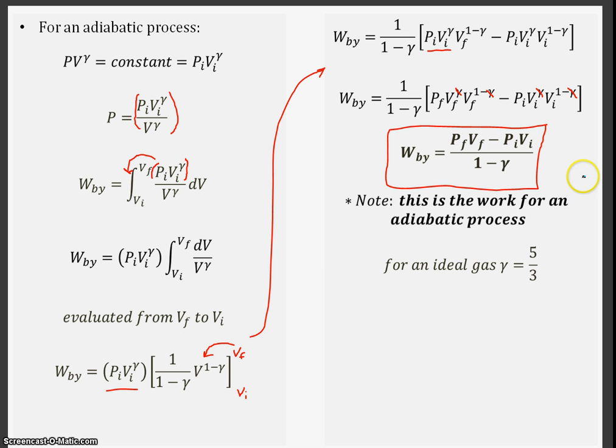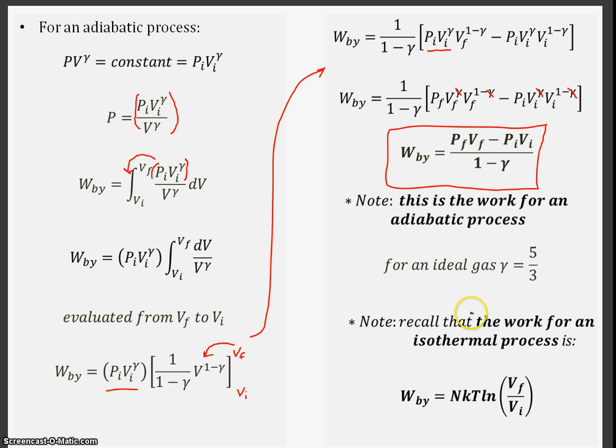Recall another process we talked about earlier, the isothermal process, where the work done by the gas is nkT natural log of V final over V initial. So you have two very helpful analytic ways of finding work done by a gas. We're going to find that that's extremely useful for analyzing something called the Carnot engine in the next chapter, which talks about the second law of thermodynamics.